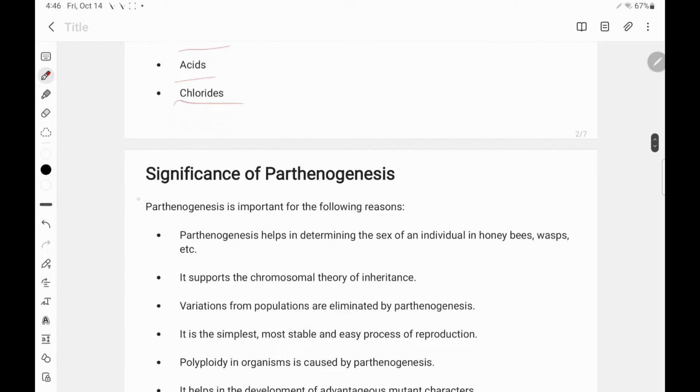Next, the significance of parthenogenesis. Why is it important? Parthenogenesis helps in determining the sex of an individual in honey bees, wasps, etc. It supported the chromosomal theory of inheritance. Variations from the population are eliminated by parthenogenesis. It is the simplest, most stable, and easiest process of reproduction.